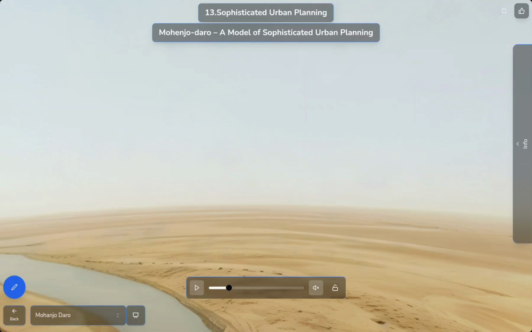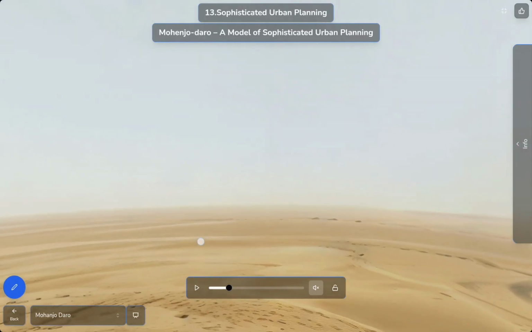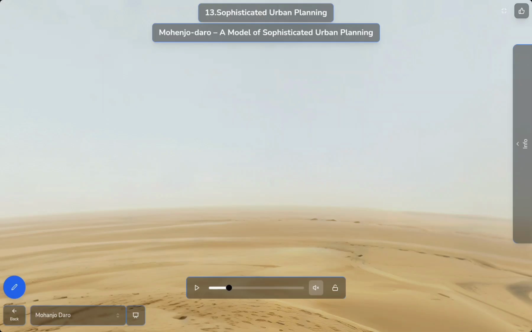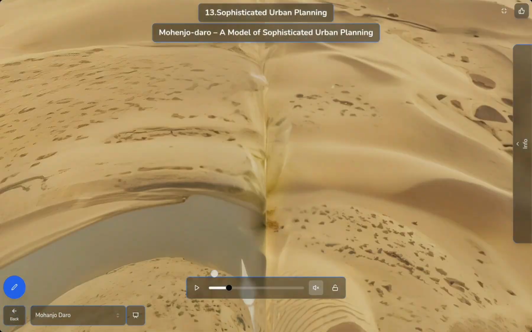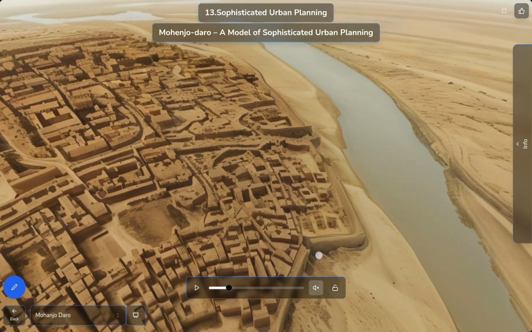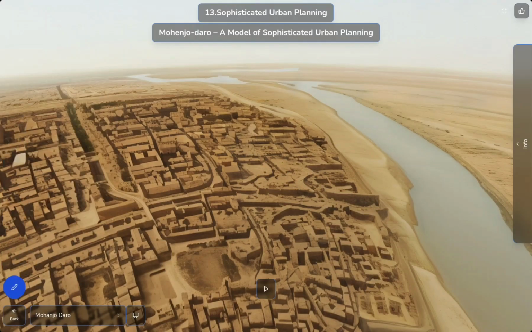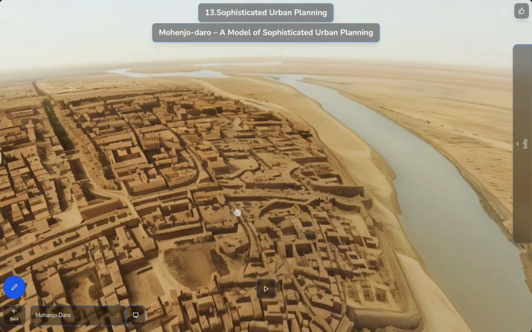So children, as I have mentioned, more than 4,500 years ago, people were already living in a city that was planned better than what we are planning today. So welcome to Mohenjo-daro, one of the greatest cities of ancient Indus Valley Civilization. As you can see here we have Indus River flowing. So I think you got the name now. Yes? That's what we have, the Indus Valley Civilization.